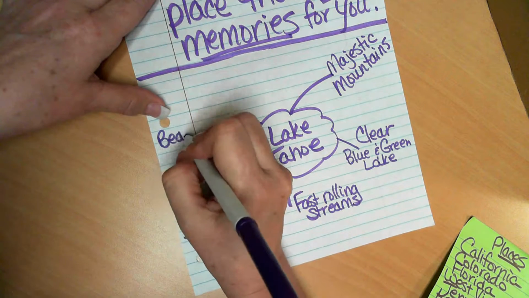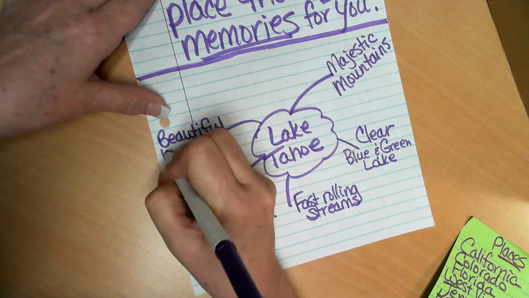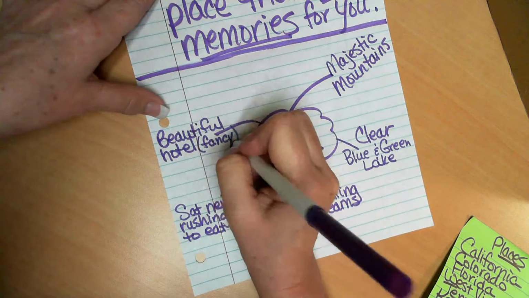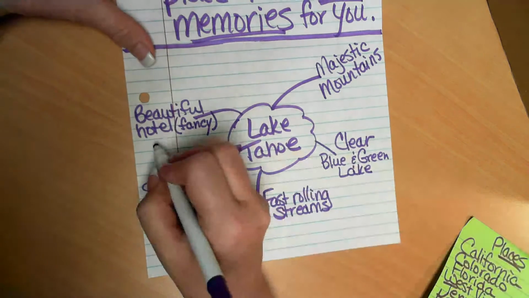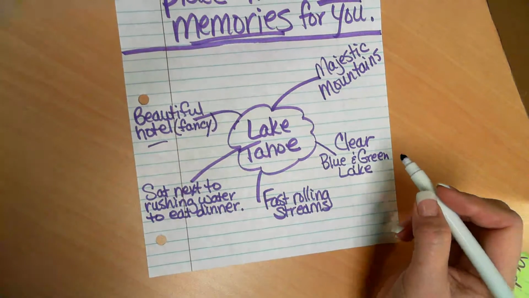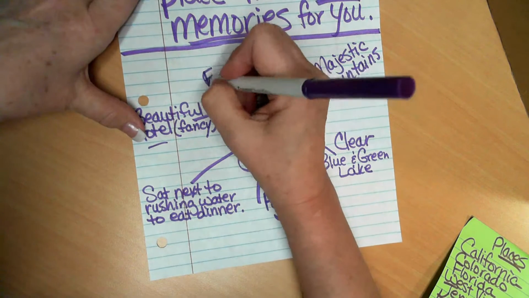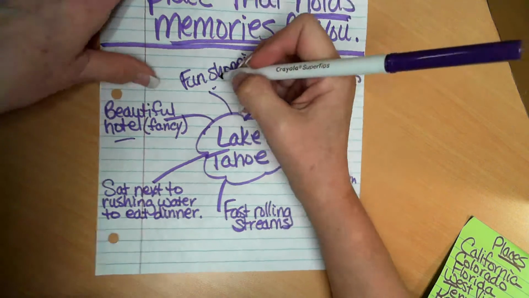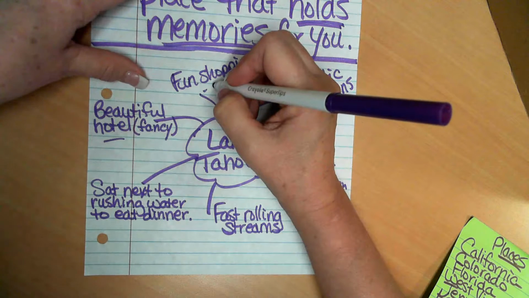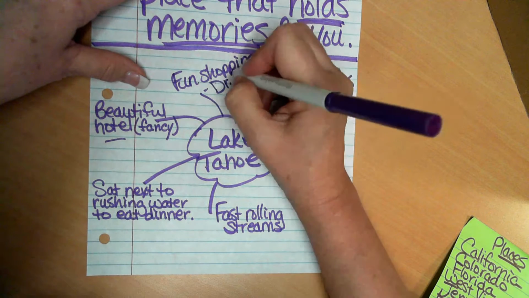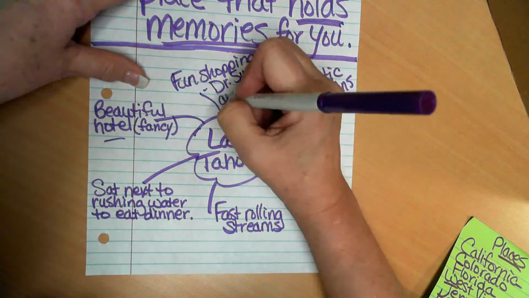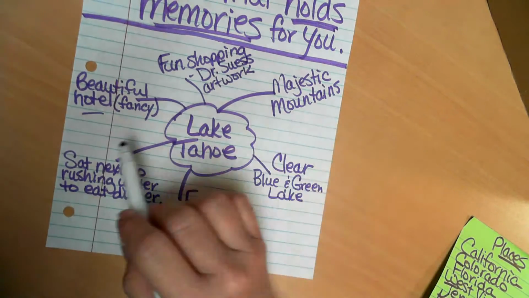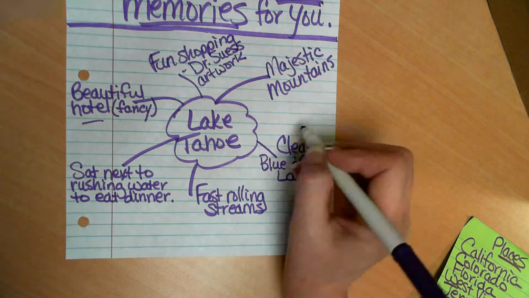Beautiful hotel. I think fancy. I think Barrett even wrote the words fancy hotels on one of his last time. So it was a beautiful hotel that we stayed in. Shops. Fun shopping. And I remember there was a place with the Cat in the Hat guy, Dr. Seuss. Dr. Seuss's artwork was there. There was like an art gallery that I enjoyed. All right, so I've got some ideas now. I could probably add even more.